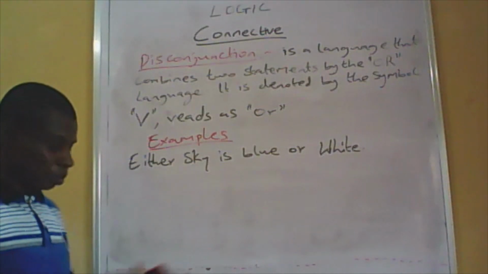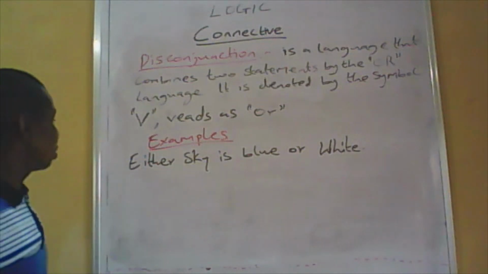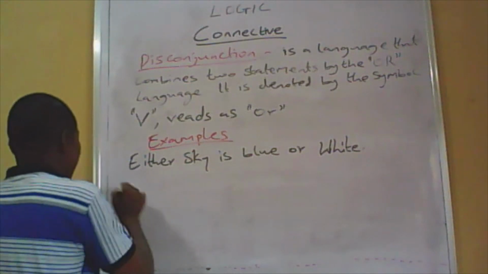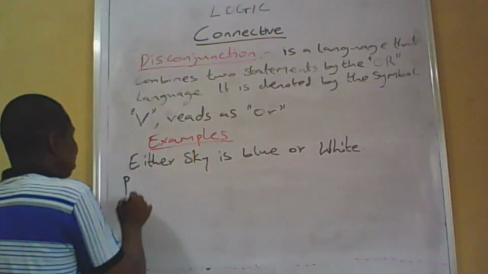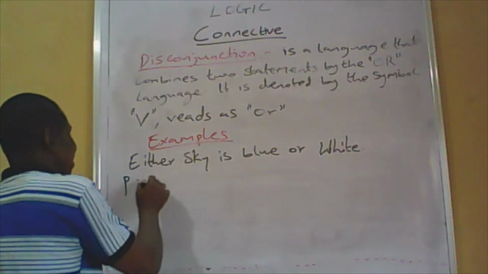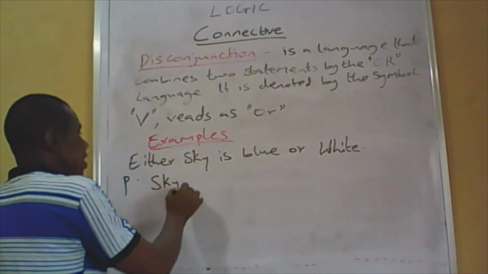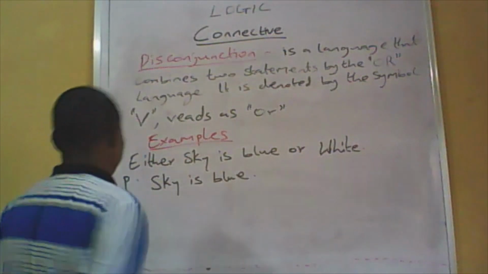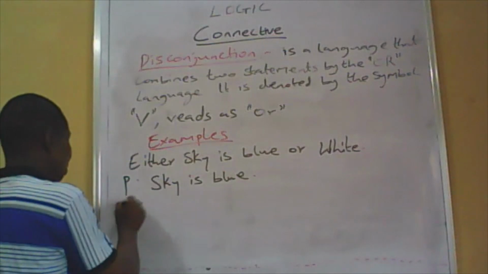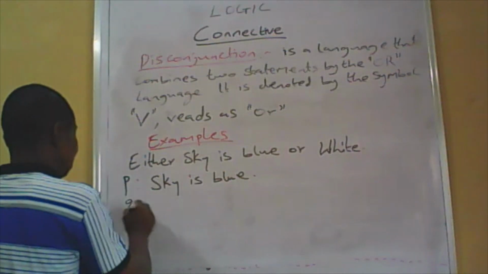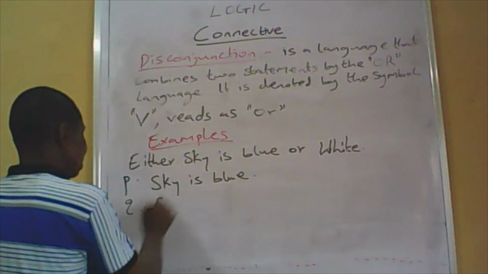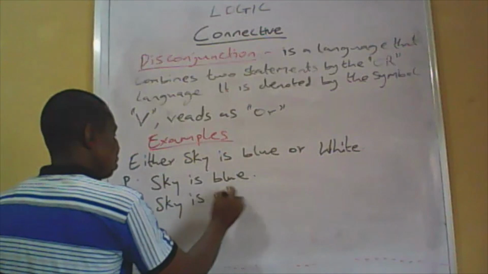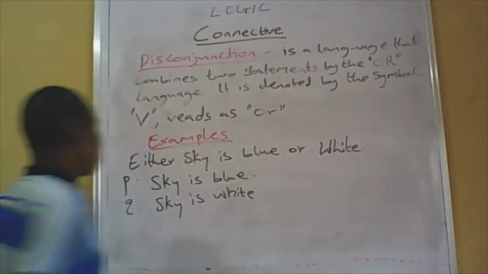Let's use our normal symbol, the English alphabet P. Let P represent "sky is blue". Let Q represent "sky is white".